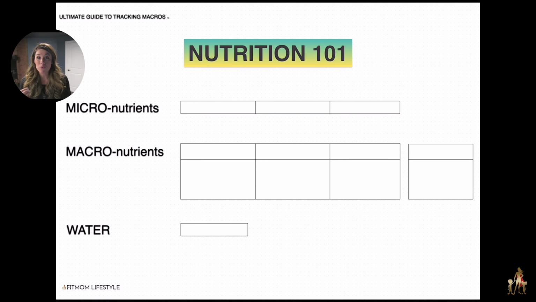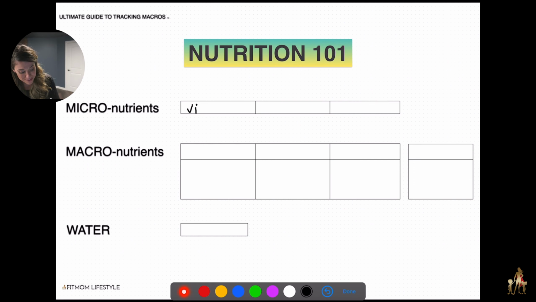One of my pet peeves with macros is IIFYM, if it fits your macros, right? This was something that was termed many years ago in the nutrition space. And so a lot of people build their food focused on macros only, and we forget about the micros. Micros is where our food quality matters, as we are going to get the very good things that your body needs in terms of vitamins.